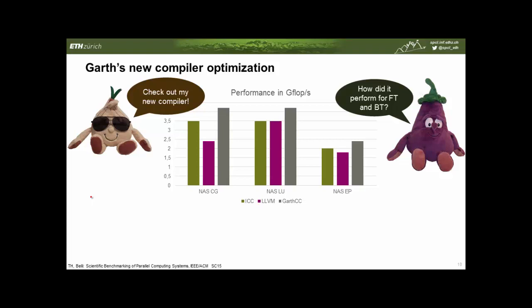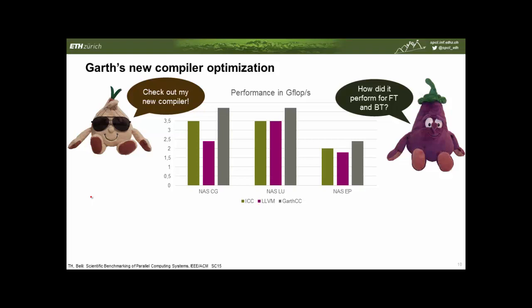Many of you know these benchmarks as the NAS benchmark results. You have ICC, the Intel compiler, the LLVM compiler, and then Garth's cool new compiler. You can see, of course, Garth CC always gets a higher performance here in gigaflops, so the higher the better. Great. But now if this guy asks, well, how do you perform for FT and BT?